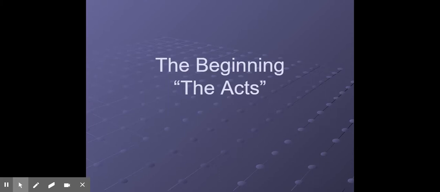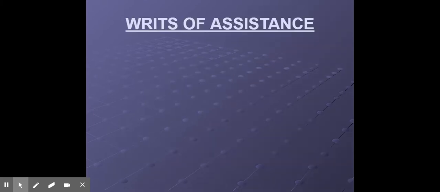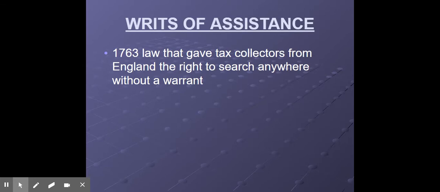Now, the first thing it does in 1763, the same year the war ended, the same year the proclamation is passed, is Britain passes what is called writs of assistance. Now, a writ of assistance, or in particular this writ of assistance, gave tax collectors from England the right to search anywhere in the colonies without a warrant. Homes, businesses, whatever. And we talked about this last week. This was an effort to stop smuggling.